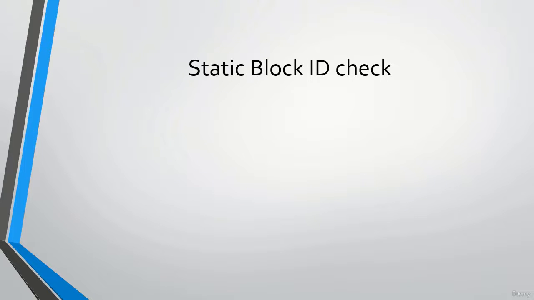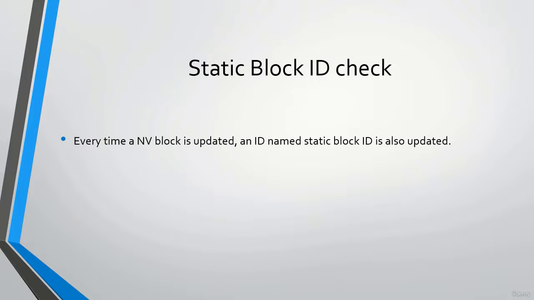Next, let's check what is called the static block ID check. Every time an NV block is updated, an ID named static block ID is also updated.